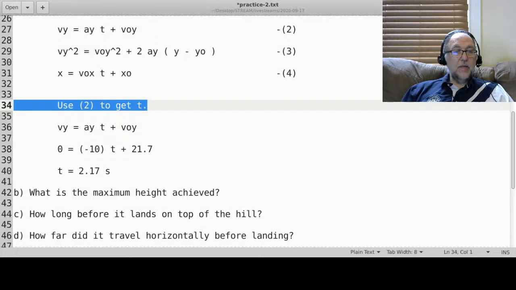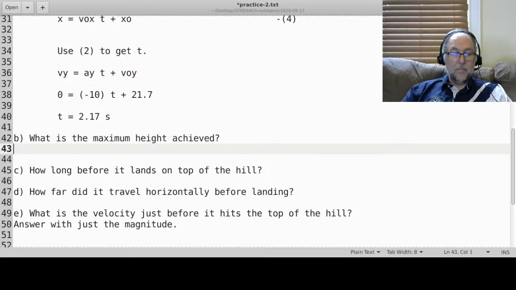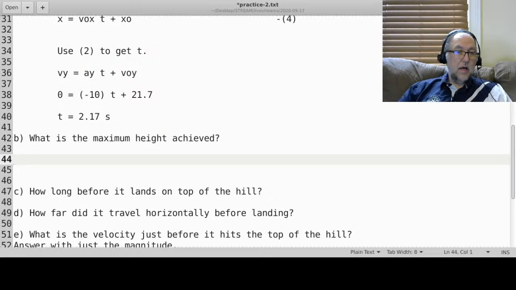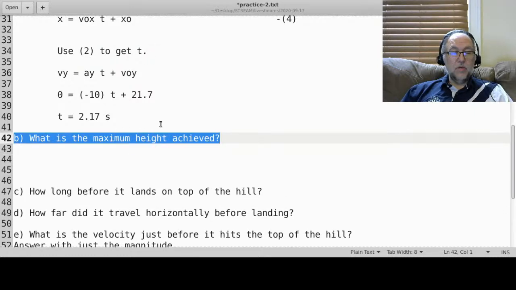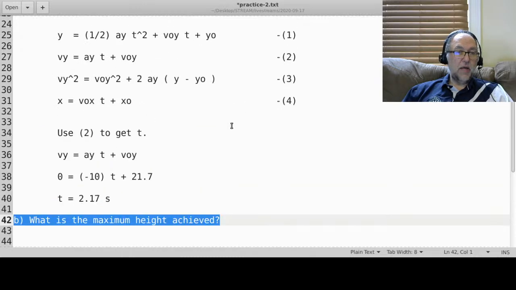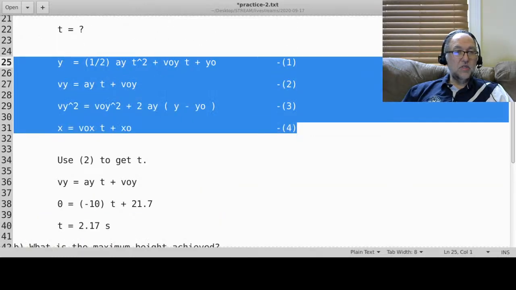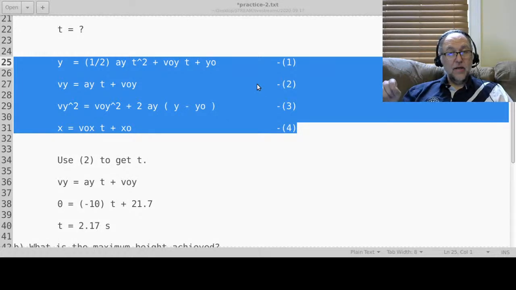Okay, let me continue with part B. Part B is we're still looking at when it reaches maximum height, but now I want you to actually calculate the maximum height achieved. You're going to look at these equations here, and height is y. Initial height is y naught, final height is y. So you want to calculate y.